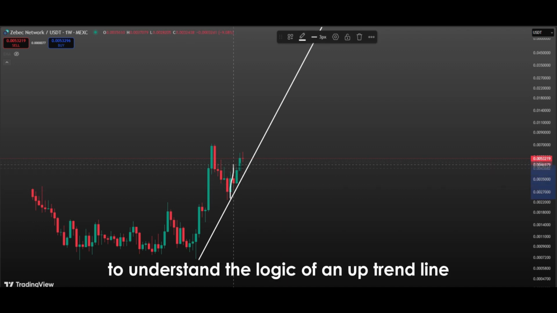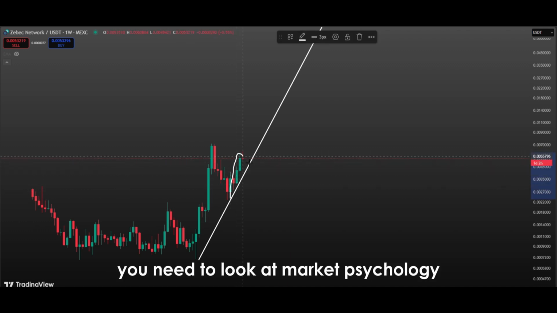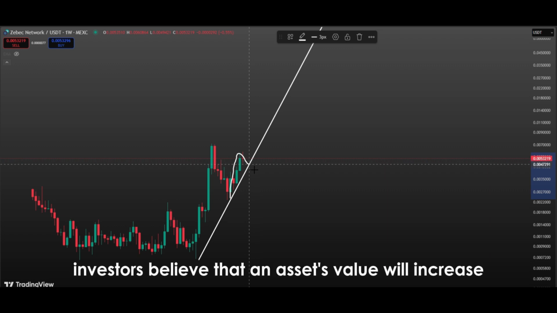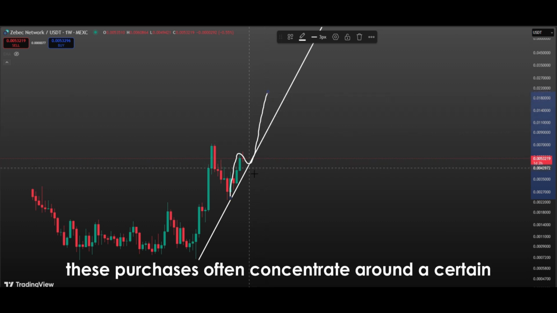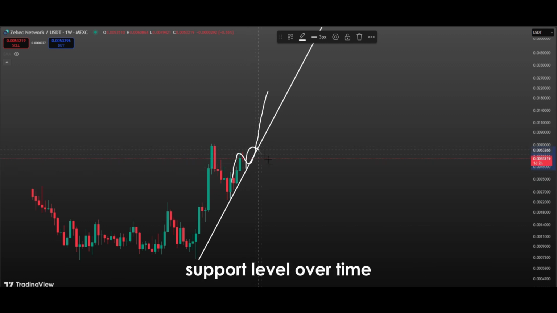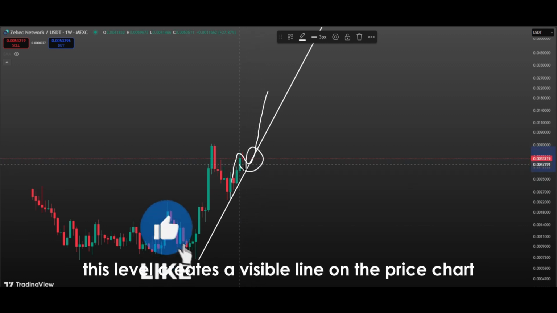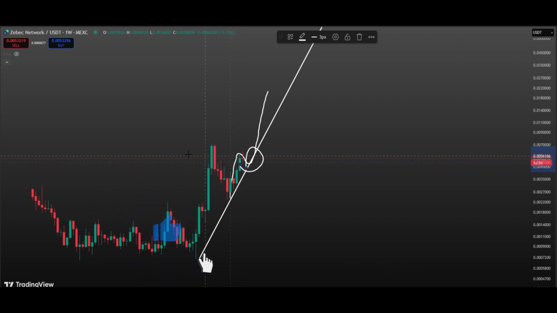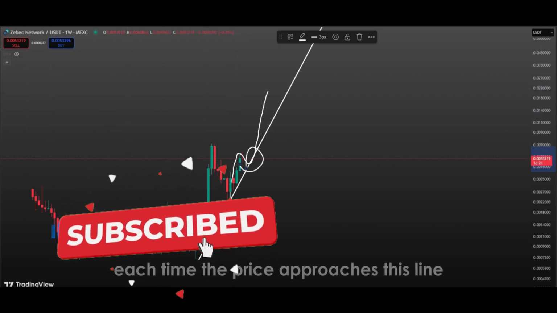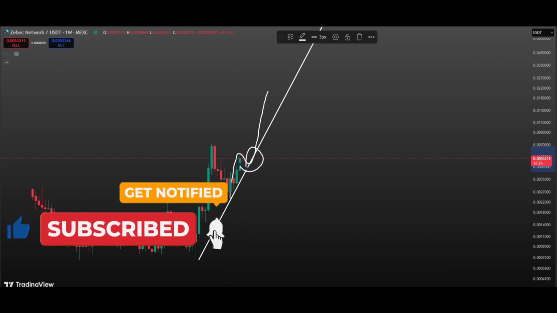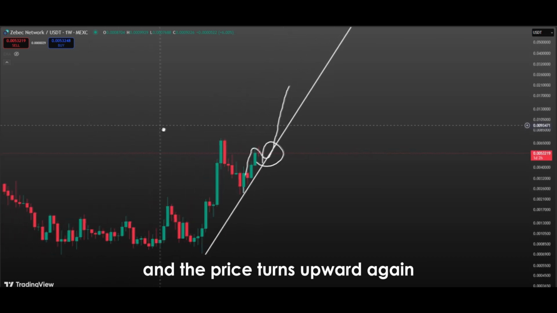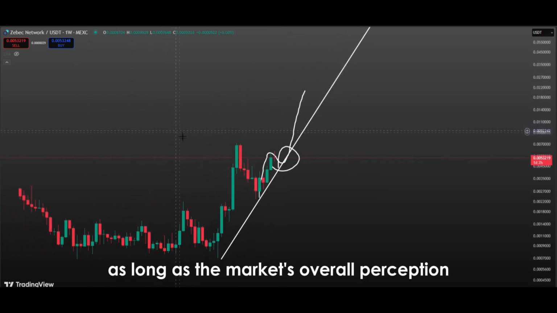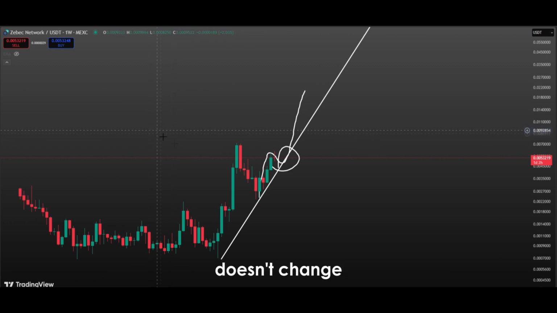To understand the logic of an uptrend line, you need to look at market psychology. When investors believe that an asset's value will increase over time, they want to buy when the price drops. These purchases often concentrate around a certain support level. Over time, this level creates a visible line on the price chart. This is the uptrend line. Each time the price approaches this line, buyers step in, demand increases, and the price turns upward again. This cycle continues as long as the market's overall perception doesn't change.